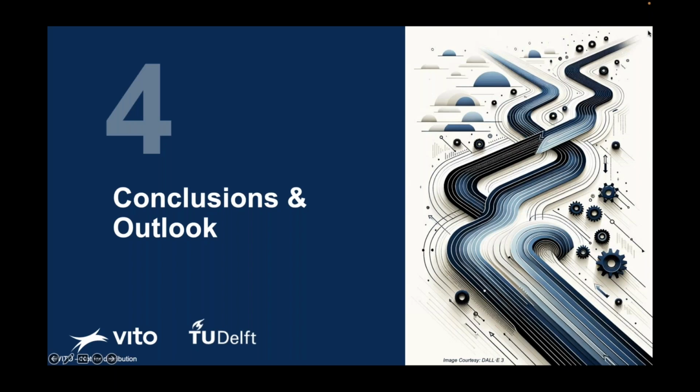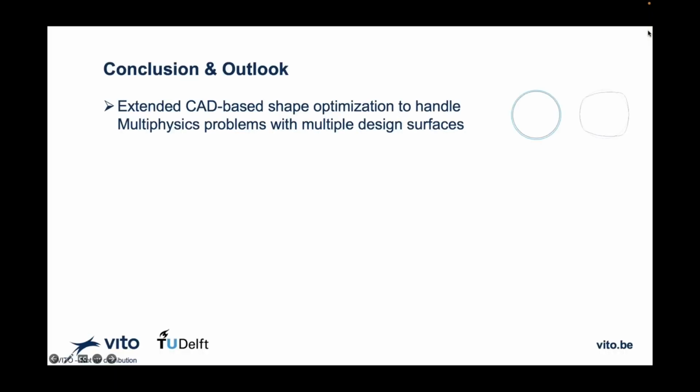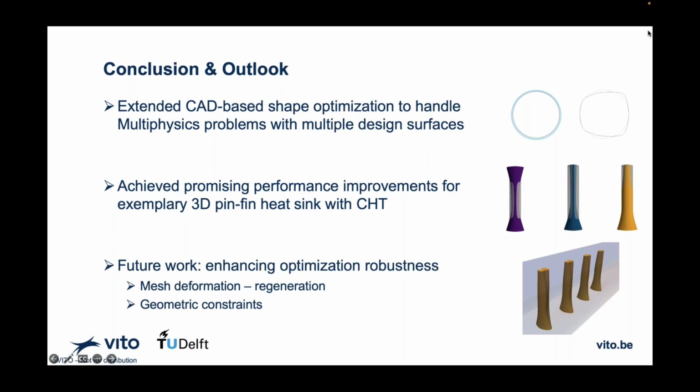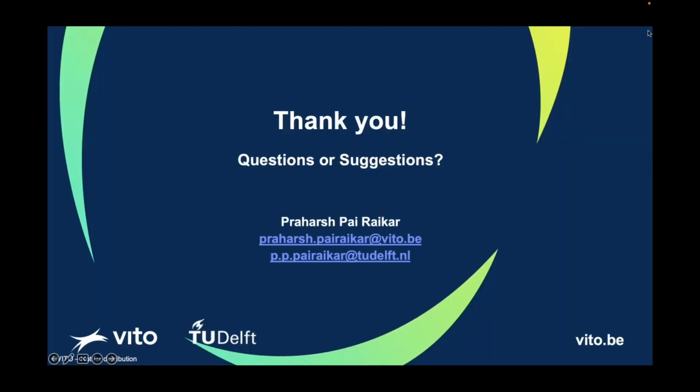So overall, in this work, I extended the CAD-based shape optimization to handle multi-physics problems with multiple design surfaces. Along with that, we achieved promising results with the conjugate heat transfer solver for the 3D exemplary pin fin. And my next focus will be on enhancing the robustness of the optimization, in terms of mesh deformation and probably regeneration and setting up appropriate geometric constraints. So with that, I would like to thank you for your attention and I invite questions and suggestions.